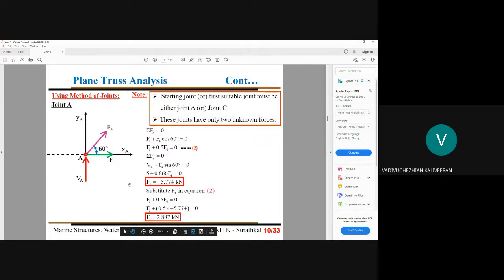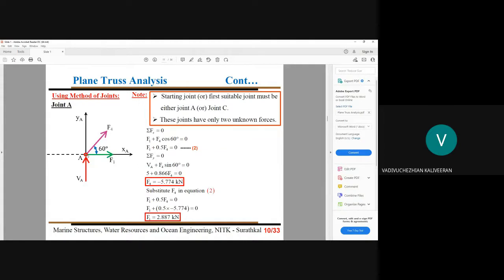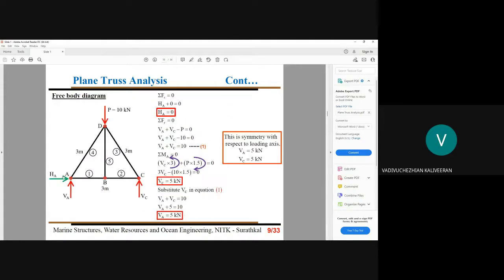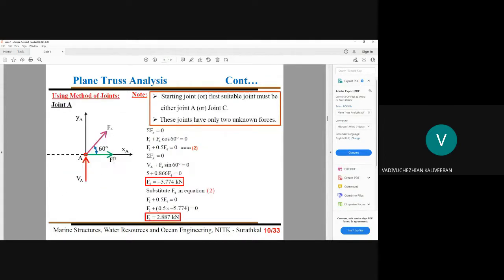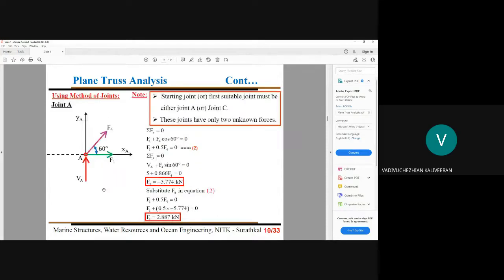Now, when we consider A, there are 2 member forces. That's why FAB, FAD. FAB is F1. FAD is F4. We are writing like this, 1, 2, 3, 4, 5. In that way, it is just written. That's why F1, F4, it is noted.